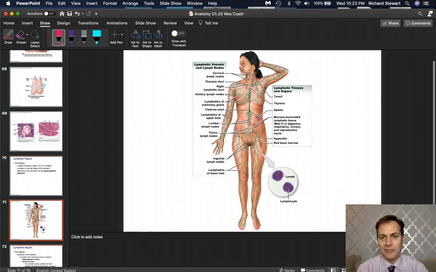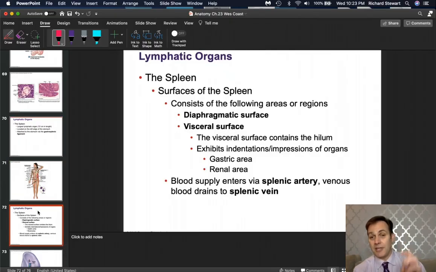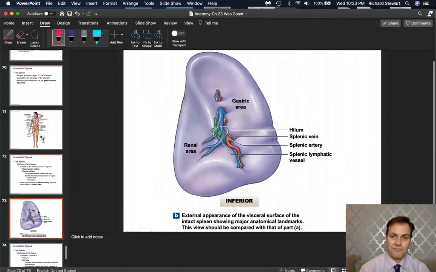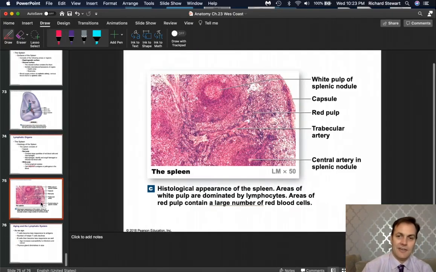Okay, so now the spleen. The spleen is going to be right over here. The spleen sits on our left side. It has a lot of red blood cells in there. That's where red blood cells get destroyed. And then it's going to have our red pulp and white pulp. The white pulp is the lymphatic stuff. Okay, so here's the spleen. White is where our lymphoid nodules come from. They respond to antigens and pathogens in the blood. That's all you need to understand there.